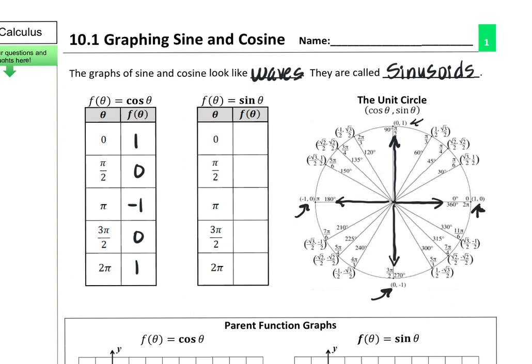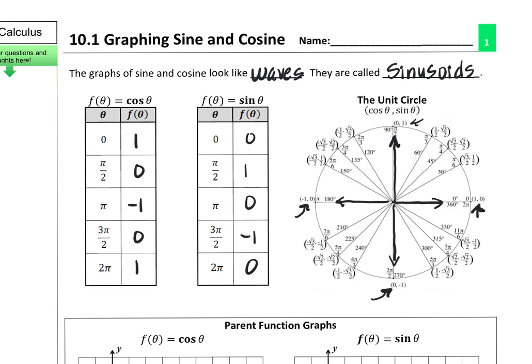Sine is the y values, so again, using those same ordered pairs. At 0, it's 0. Pi over 2 would be 1. Pi would be 0. 3 pi over 2 would be -1, and 2 pi would be 0 again. So notice that on these, they go from 1 to -1 and stop at 0 in between, okay? They just have the same pattern, and these would repeat over and over and over again.